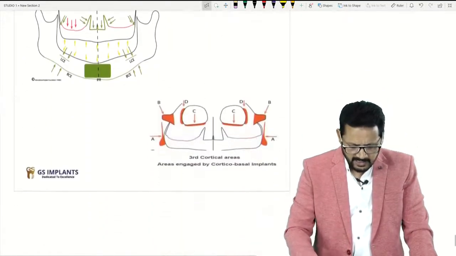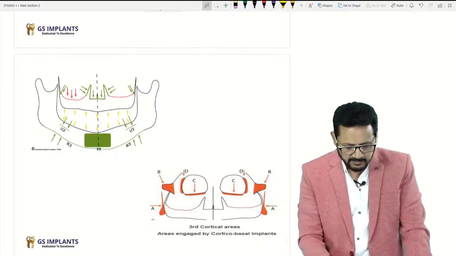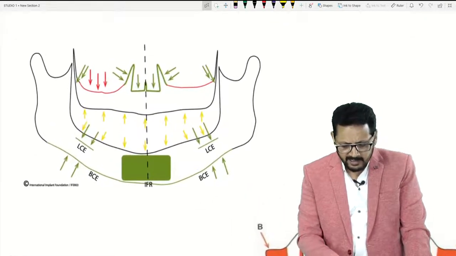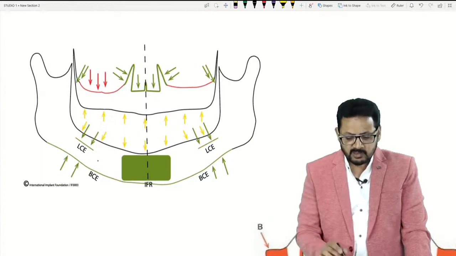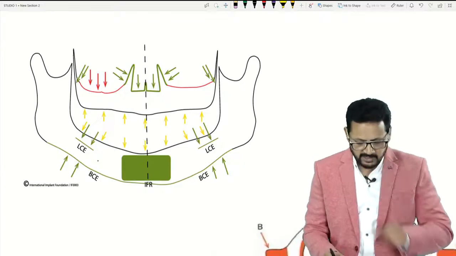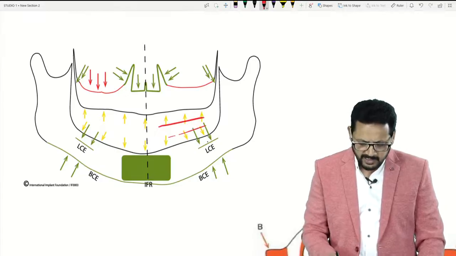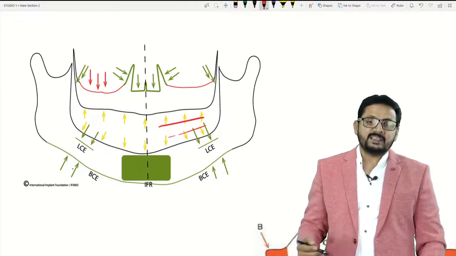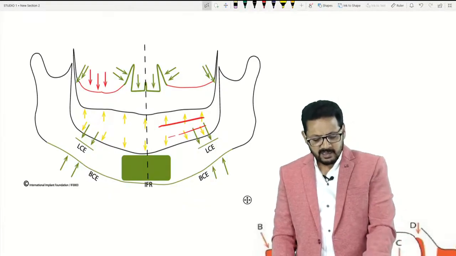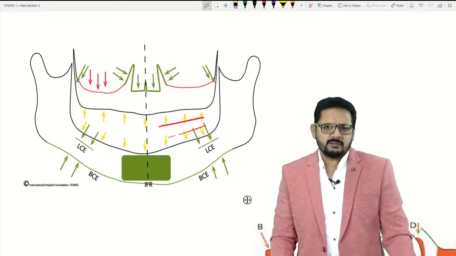Now these are just diagrammatic representations. Coming to the last aspect, this picture will show you all the yellow arrows you are seeing, which is the first cortex. All the green arrows you are seeing are the lingual cortex. LC is lingual cortex. This is a buccal cortical edge or the basal cortex.